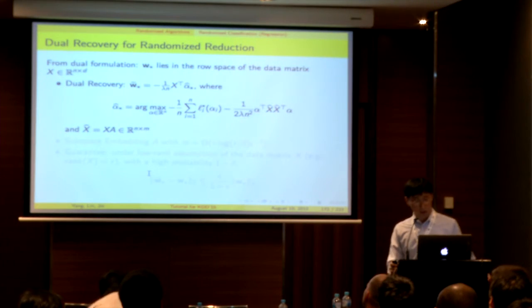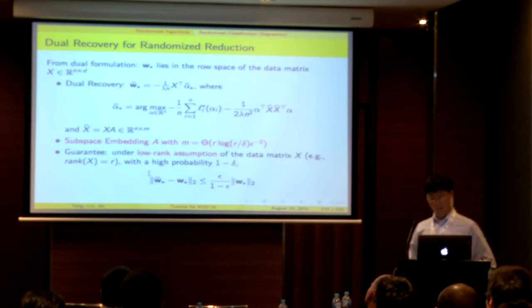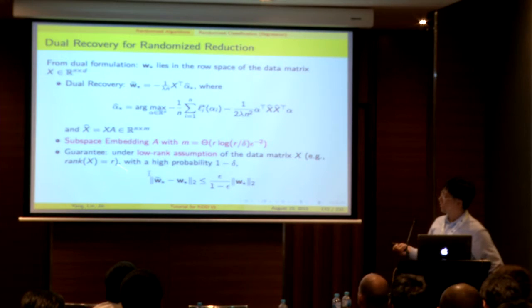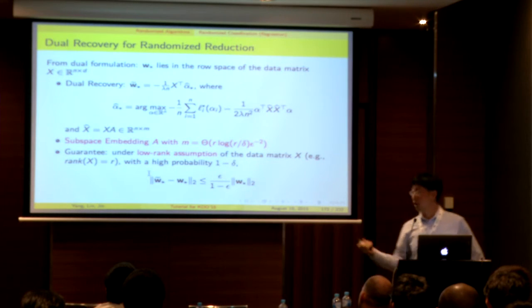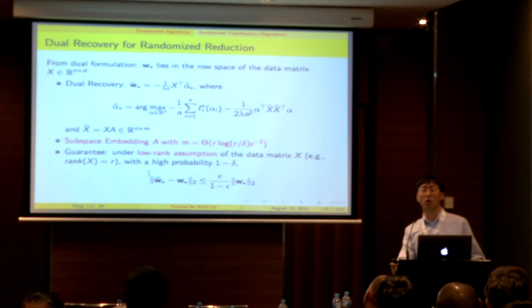In terms of the reduction matrix A, we can use any subspace embedding as long as m, the reduced dimension, is of the order r log r divided by epsilon squared, where r is the rank of the data matrix. So we have a guarantee that if the data matrix is of low rank r, with this value of the reduced dimension, which could be much smaller than the high dimension d, the recovered model is very close to the optimal model we learned from the original data X.